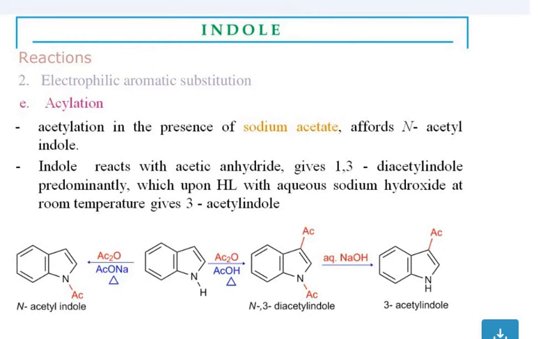Now electrophilic aromatic substitution, acylation. Acetylation in the presence of sodium acetate gives N-acetyl indole. Indole reacts with acetic anhydride, giving 1,3-diacetyl indole predominantly, which upon treatment with aqueous hydroxide at room temperature gives 3-acetyl indole. Look at N-acetyl indole, and then substituted N-acyl indoles. And then you can see the reactions in 1,3-diacetyl indole and then further 3-acetyl indole.